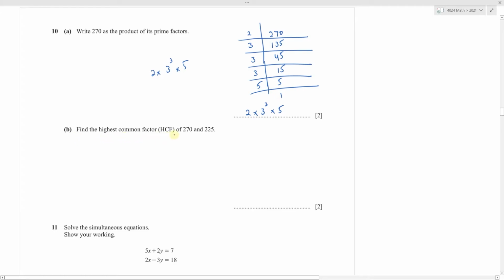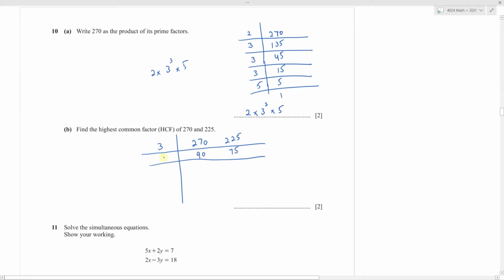Part B is find the highest common factor of 270 and 225. So let's factorize both of them together. This is divisible by 2. This is an even number, but this is not, since this is an odd number. 7 plus 2 is 9, so this is divisible by 3. 5 plus 2, 7 to 9. So both are divisible by 3. 3 times 9 is 27, and then 0 as it is. 6 threes are 18, 7 threes are 21, 1 15, and then 3 fives are 15.